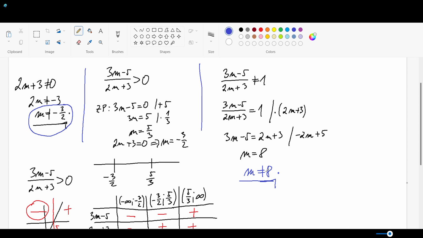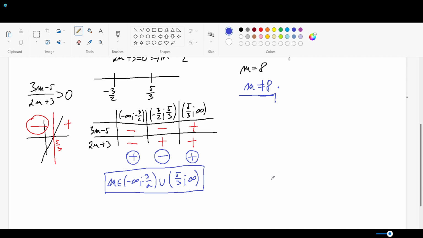What can you do here? Very easily, you just do a quick check. So you put number 8 instead of m in this expression, and you calculate by head. So 3 times 8 is 24 minus 5 is 19. 2 times 8 is 16 plus 3 is 19, so 19 over 19 is really equal to 1. So m cannot be equal to 8, because if it would be, then the function would not be defined.